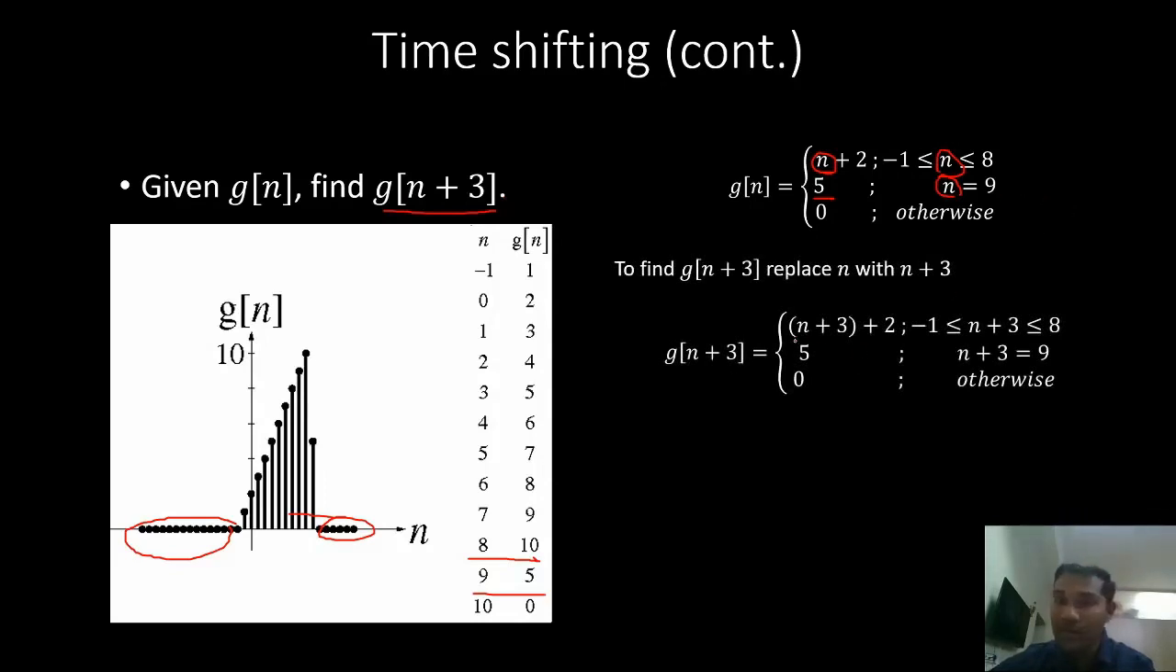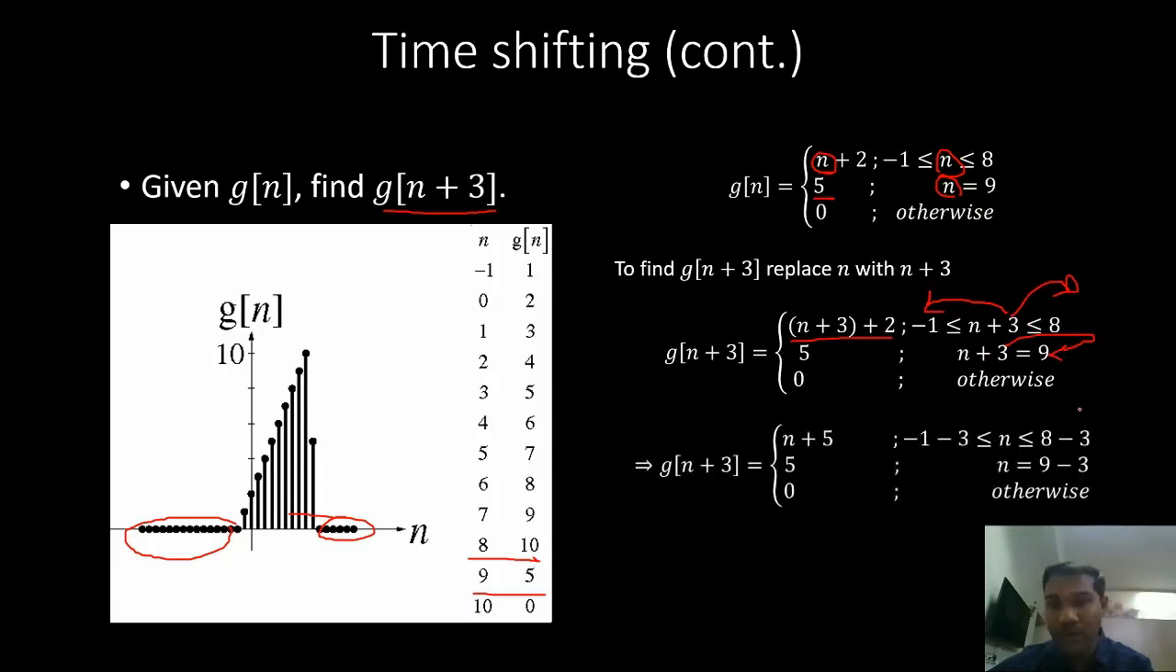Right? So now we'll simplify. N plus 3 plus 2 becomes n plus 5. And this plus 3 I'll get to this side. So what will happen? N plus 5. And this one becomes plus 3. When it comes this side, it becomes minus 3. 1 minus 3 and 8 minus 3. And this 3 when it comes here, it becomes 9 minus 3.